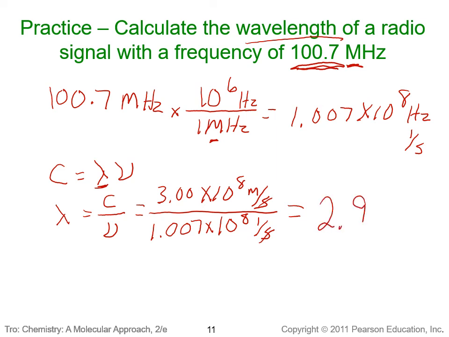We get 2.98 meters. So think about this. This is the carrier frequency for our radio station, 2.98 meters. This is approximately 9 feet long, the wavelength for the radio signal. Much, much longer than what we saw for our visible light.